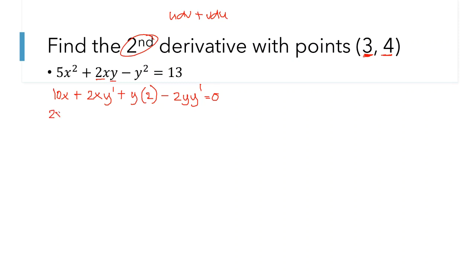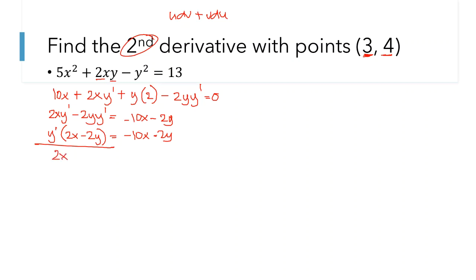Now we have to isolate those terms that has y prime. So we have 2x y prime minus 2y y prime, and we'll be moving to the other side or transposing the terms that doesn't have y prime. So we have negative 10x minus 2y. Next is we have to factor out our y prime. So we have 2x minus 2y, that is equivalent to negative 10x minus 2y. Divide both sides by 2x minus 2y.